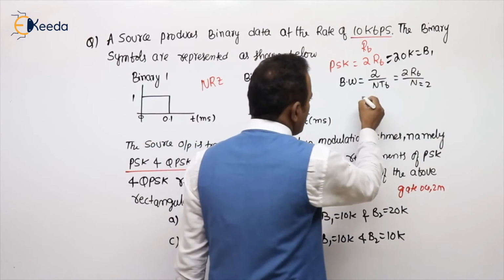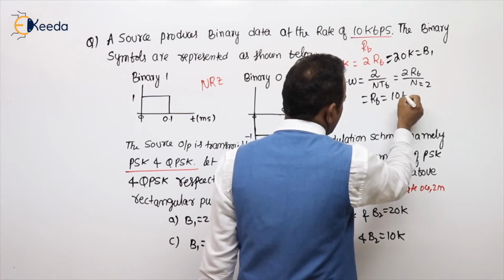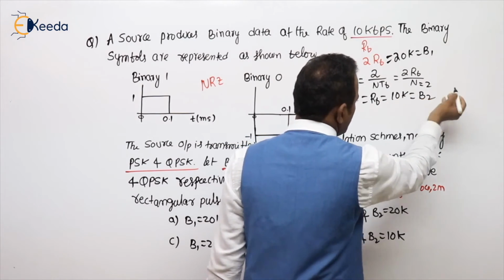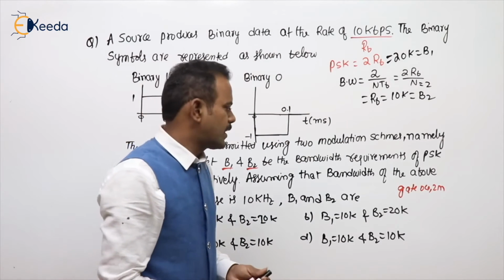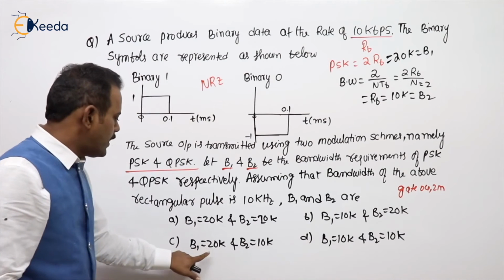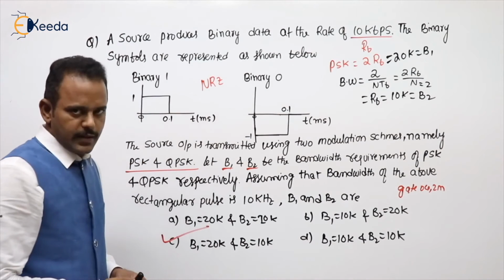So what is that value becoming? RB. What is the RB value given, students? 10k. That is nothing but B2. So B1 is 20k, B2 is 10k. See the option? B1 is 20k, B2 is 10k. So option C is the correct answer.